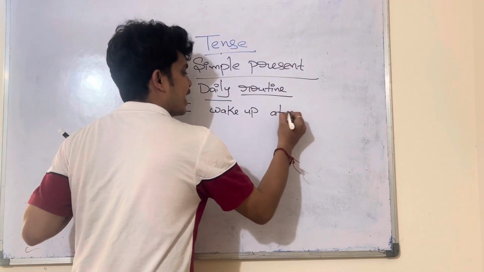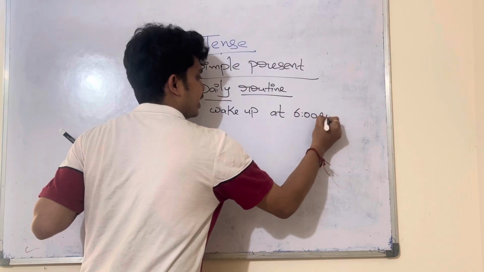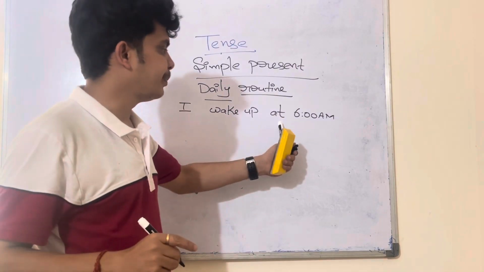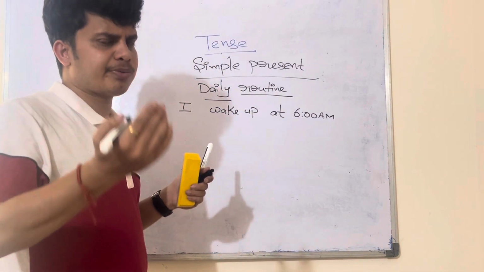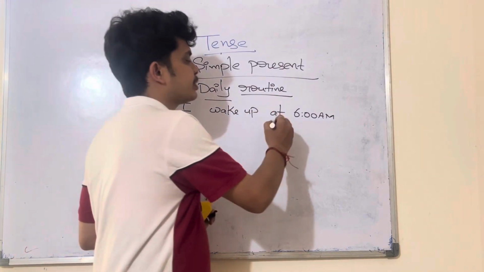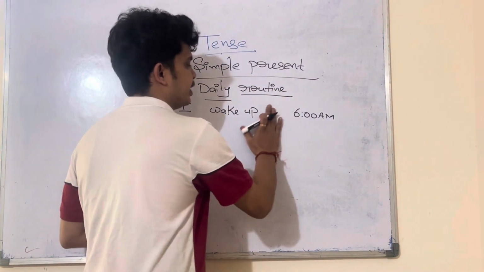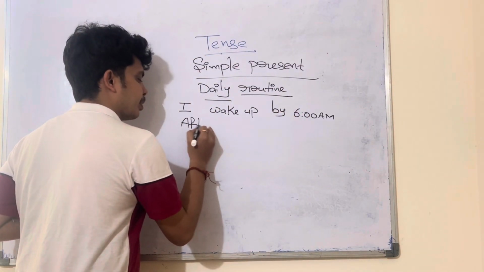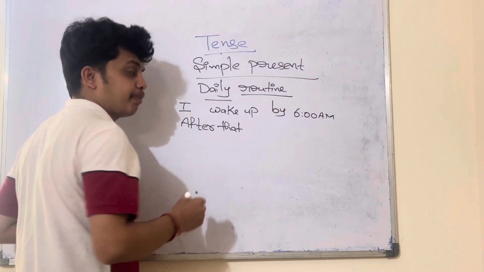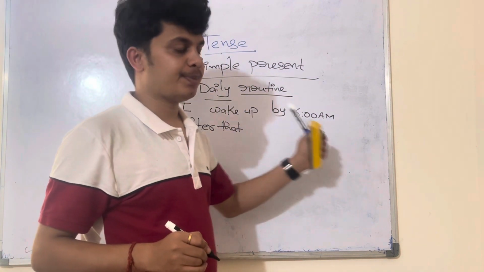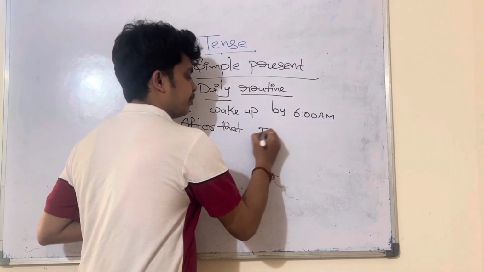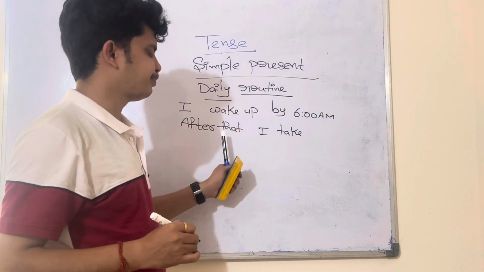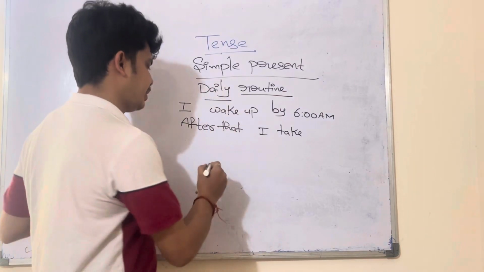Let's say if you wake up exactly at a particular time, you can say 6 a.m. If you wake up between 6 and 6:30, then you can use between. If it is before 7 but you are not sure whether it's 6:30 or 6:45, you can use by. Let me write by, it means before 6. After that, I get freshened up, and then I take my breakfast. After breakfast, I go to my classes, I attend my classes.